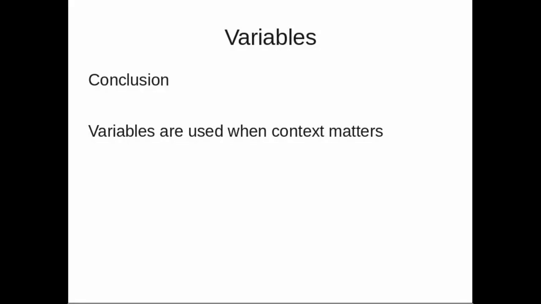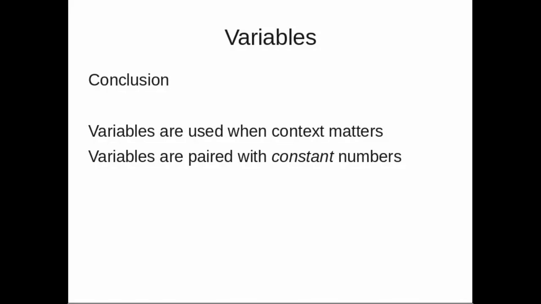So in conclusion, remember that variables are what we use when context matters. In other words, you have a part of the equation where you don't know what the number is going to be until you get the data from a specific situation. And variables are paired with constant numbers. The constant numbers are the part of the equation where the number is always the same from situation to situation.